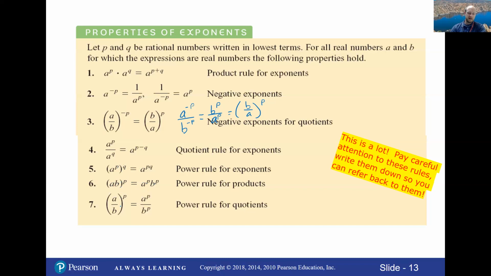And then this one, there's a power rule for quotients as well. I kind of did that up here in 3 to make sure that you know how to get this guy. But it's the same thing. I can distribute this exponent to both the a and the b.